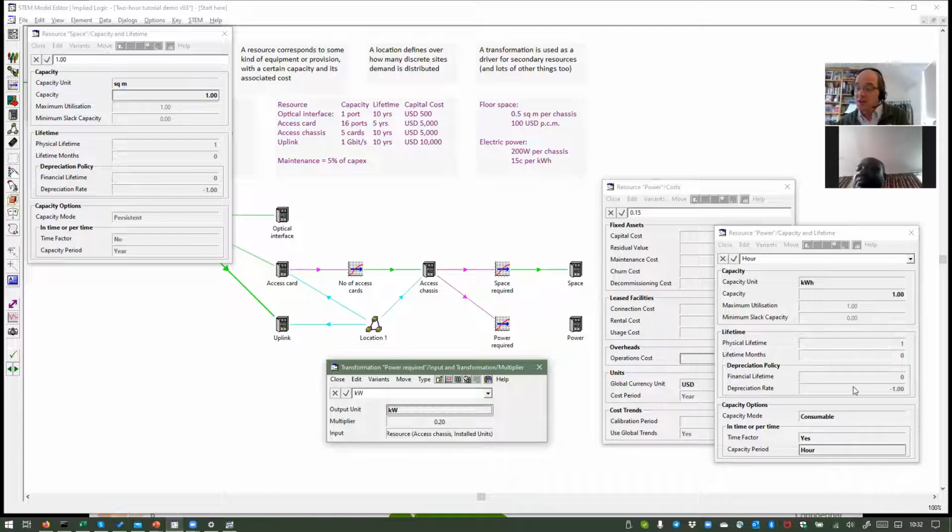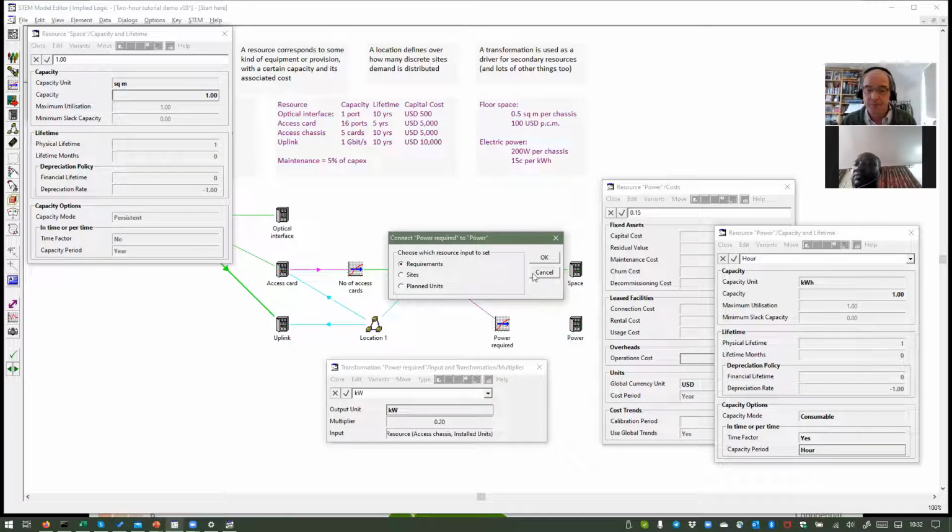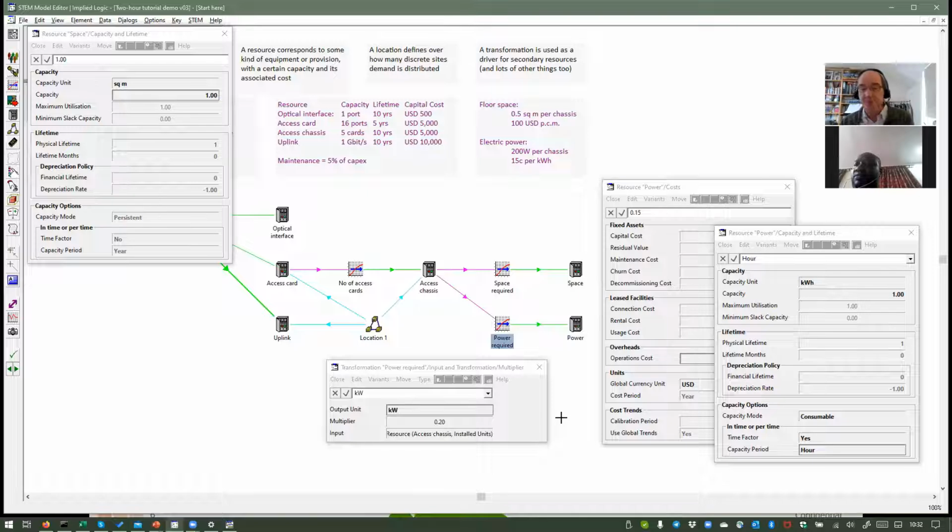The resource is going to be saying, actually, I cost 15 cents, but I only last an hour. And the resource will effectively work out how many hours are required either in a year or in a quarter or a month. So I'm going to run the model. Oh, sorry, I need to connect it. So I run the model.